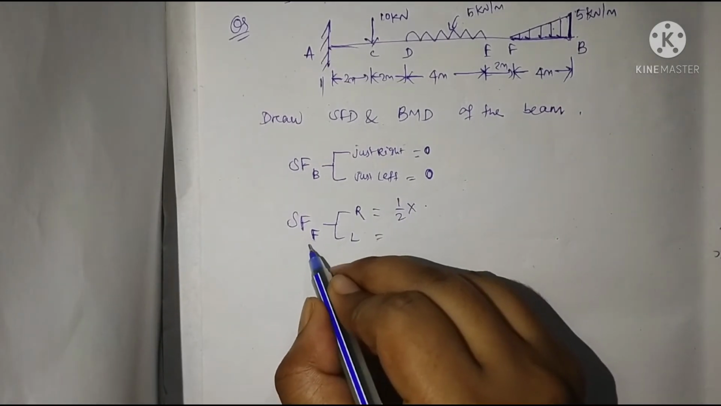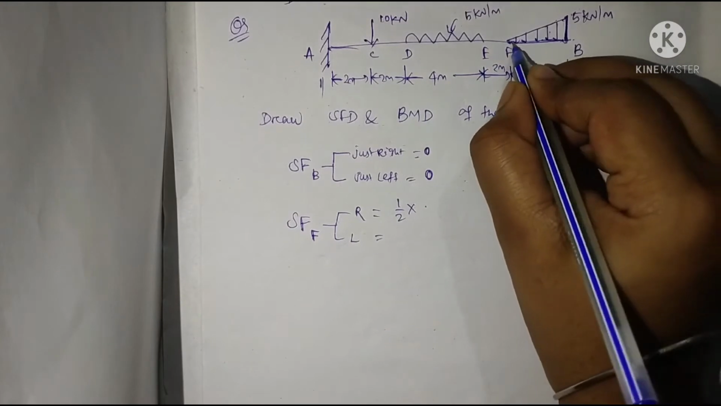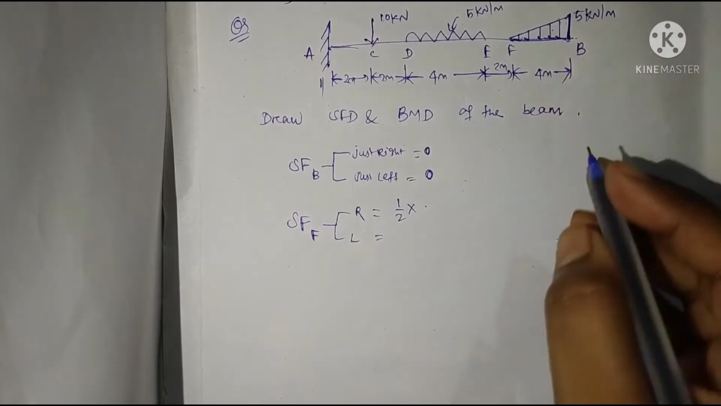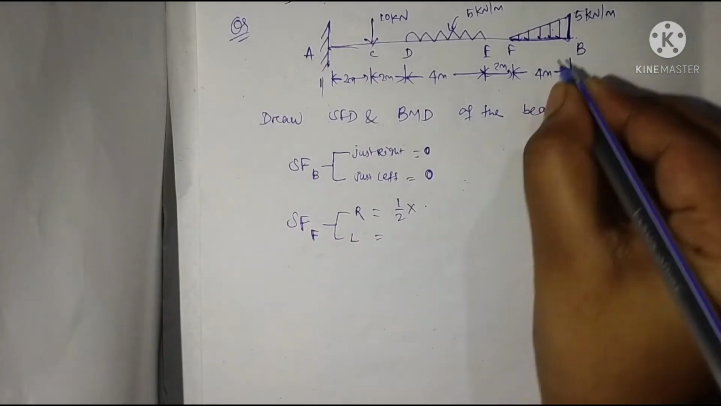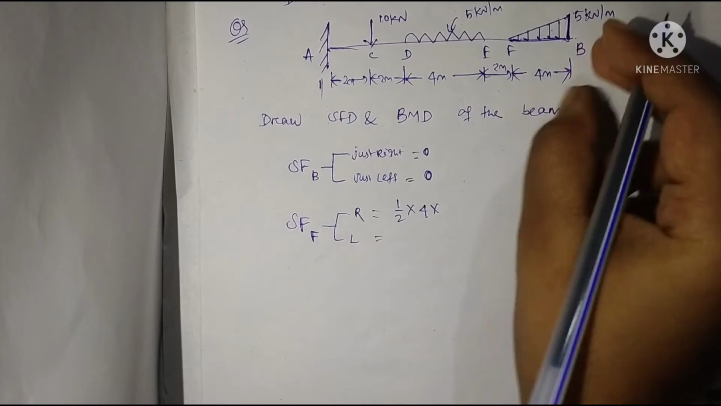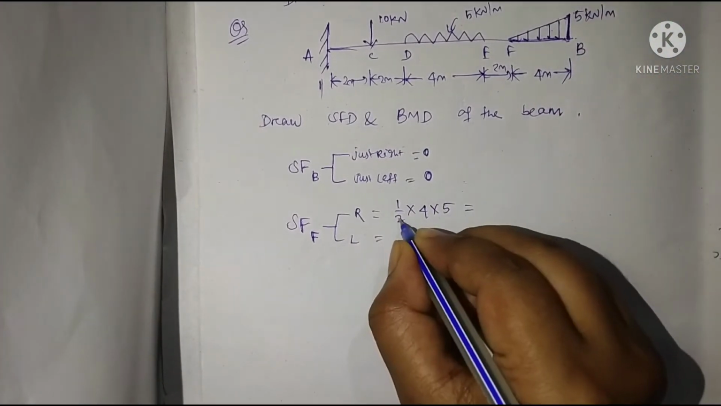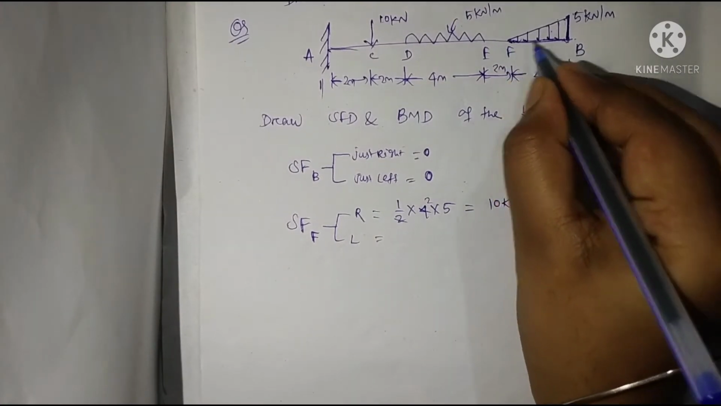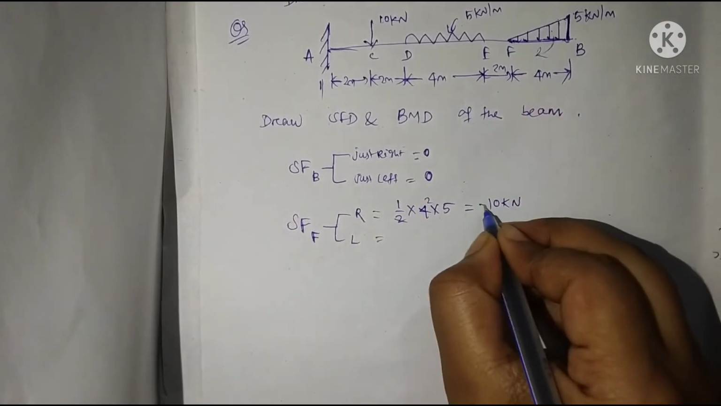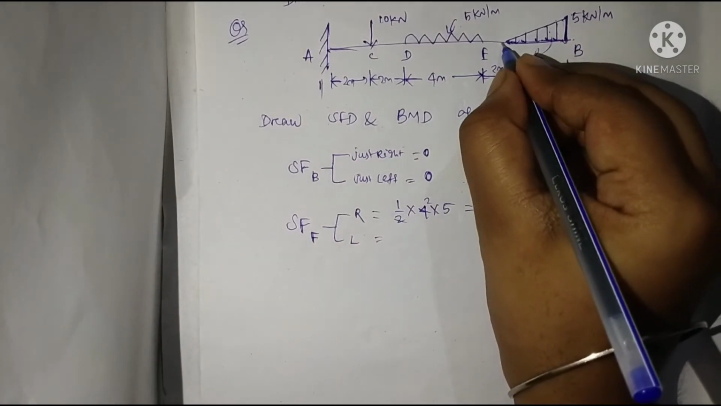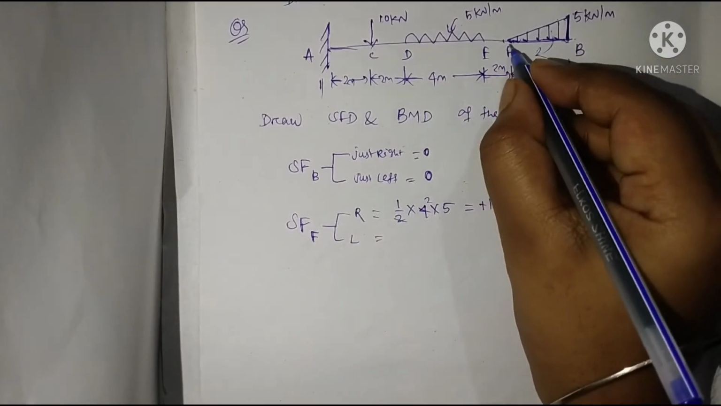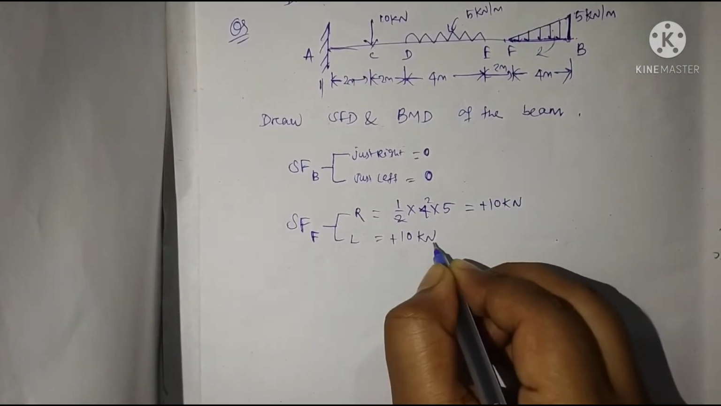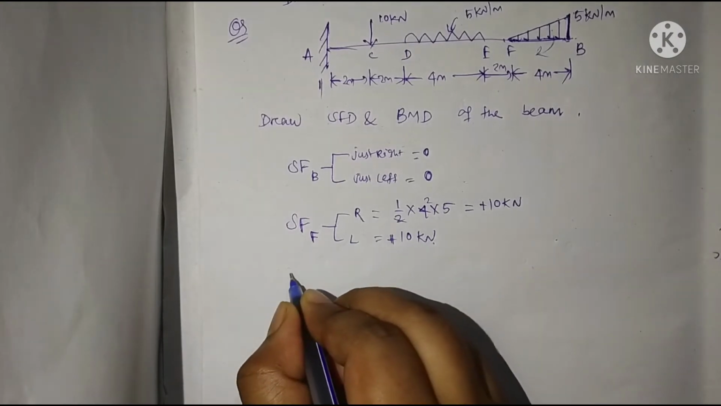Now shear force at just right of F point. Here, how much is the intensity of loading? This is the area of the loading diagram, half into base, that is 4, into height 5, so it will be 10 kilonewton. At this point this force gives clockwise movement, so it will be positive. Just left, there is no further loading, so this load continues. So this is 10 kilonewton plus the 10 kilonewton, and it will be positive.